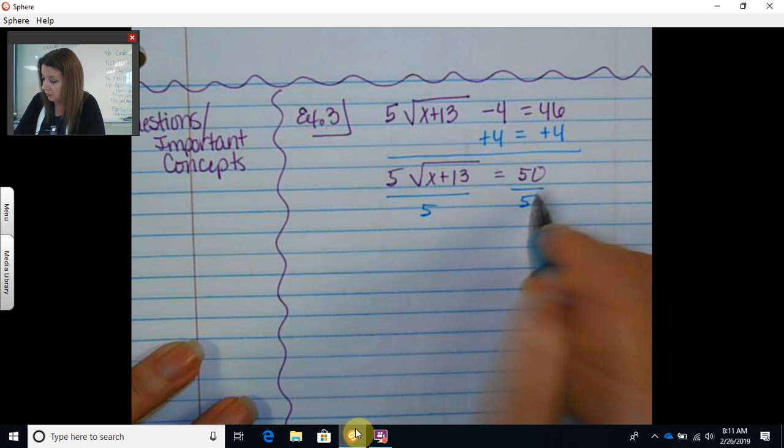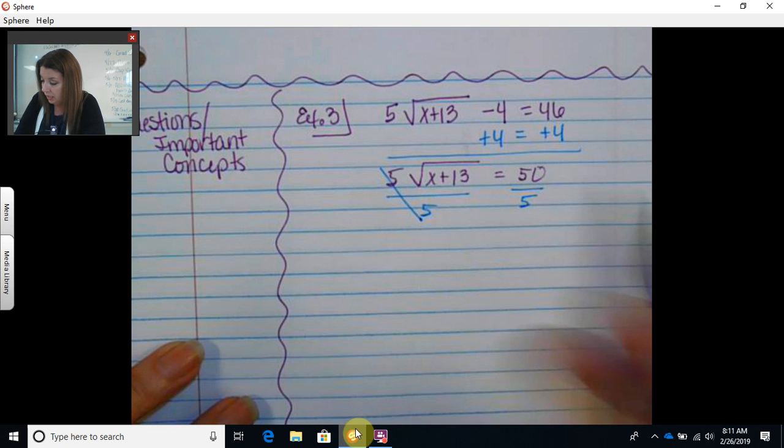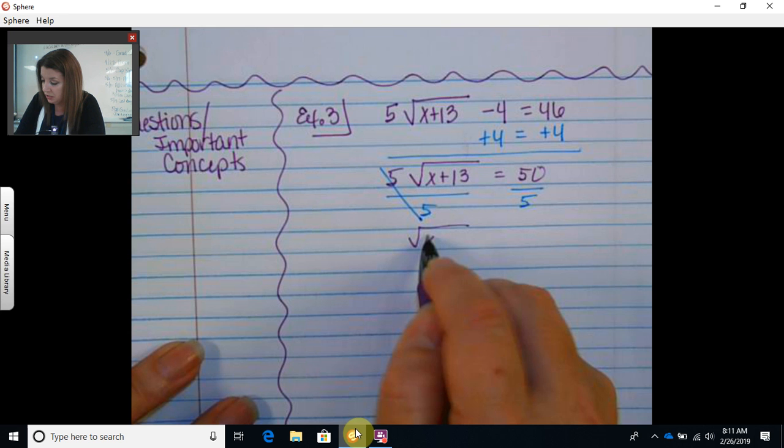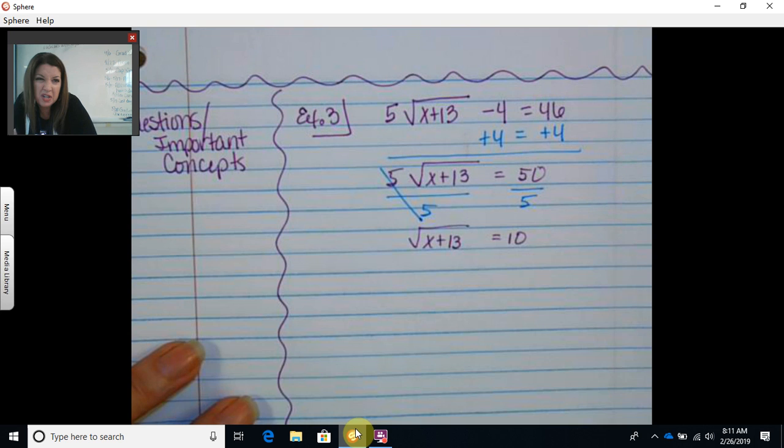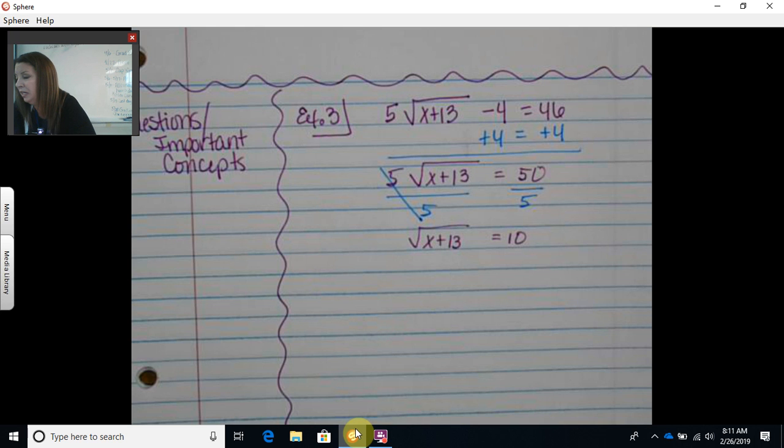So obviously, see my 5's cancel. And I have the square root of x plus 13 equals 10. So could I just subtract 13 from both sides? No. What do you say I'm supposed to do? Square it. Because x plus 13 is being square rooted, right? So if I want to get rid of that radical, the inverse of square rooting something is to square it. So I'm going to square both sides.